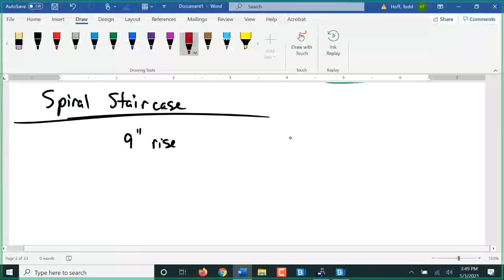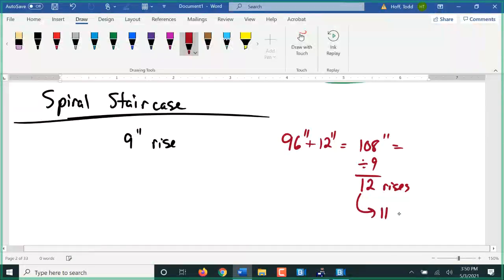So ceiling height of 8 feet, we're at 96 inches. Floor thickness of 16 inches, going to give us 112 inches. Actually, let me make this more. What do I want for a floor thickness? Let's just do 12 inches to make it 108 inches, which means how many risers are we going to have? Divided by 12 would be 12 rises, which means we need 11 steps or 11 treads.